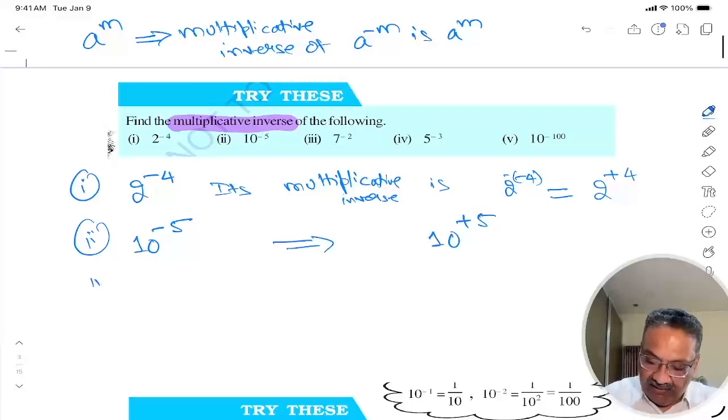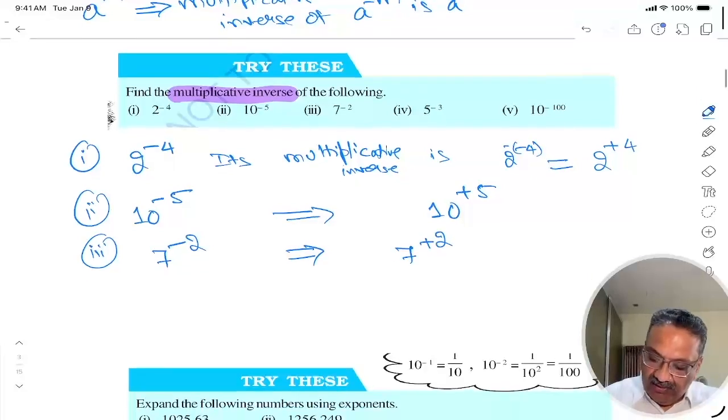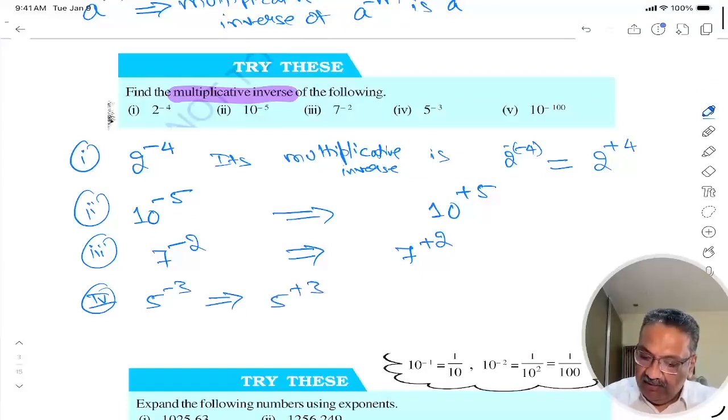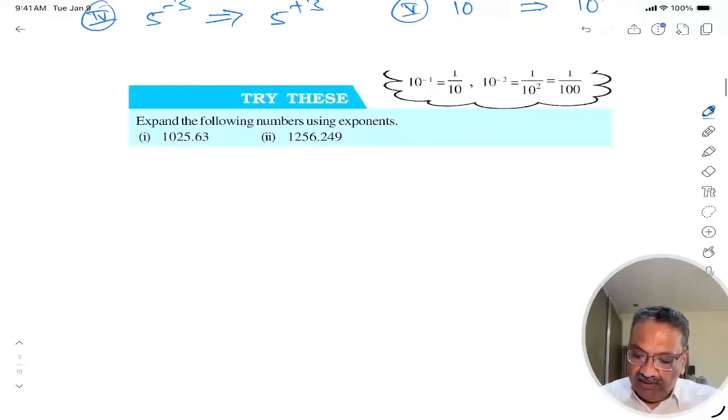5. Similarly, the third one, the multiplicative inverse of 7 to the power of minus 2 is 7 to the power of plus 2. And the fourth one, 5 to the power of minus 3, the multiplicative inverse is 5 to the power of plus 3. And 10 to the power of minus 100, the multiplicative inverse is 10 to the power of plus 100. Okay, let us come to the next question.